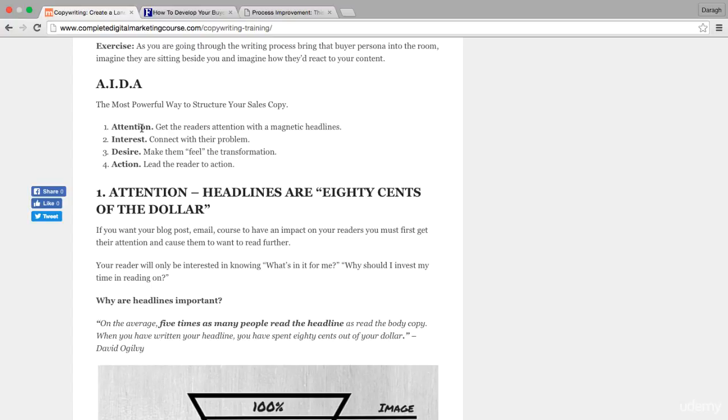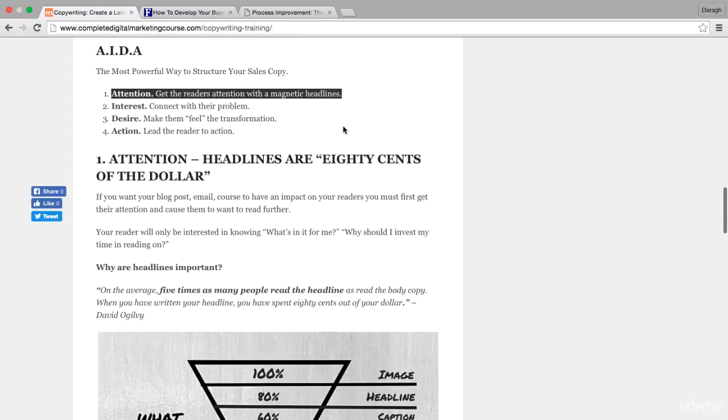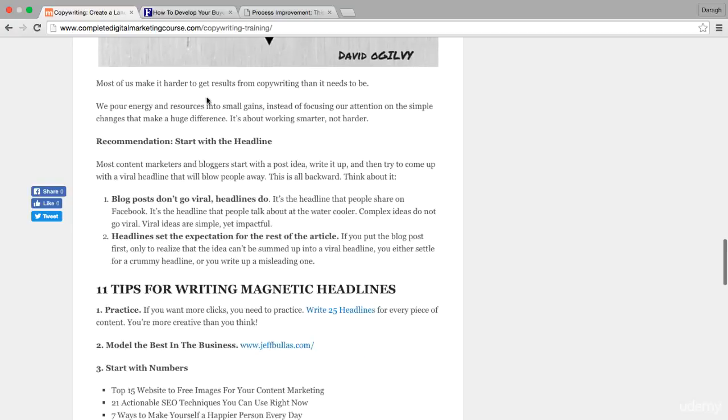Now in this lecture, we're going to cover interest, desire, and action. And this is really the remaining parts of the formula. We spent a lot of time on attention because it is the most important part of copywriting. If you can't get their attention and get them into the top of this funnel, then you will not have success with the other parts. So we spent 80% of our time talking about attention, because that is the most important part to work on. But now that you're confident with that, the next step is really to move on to interest.